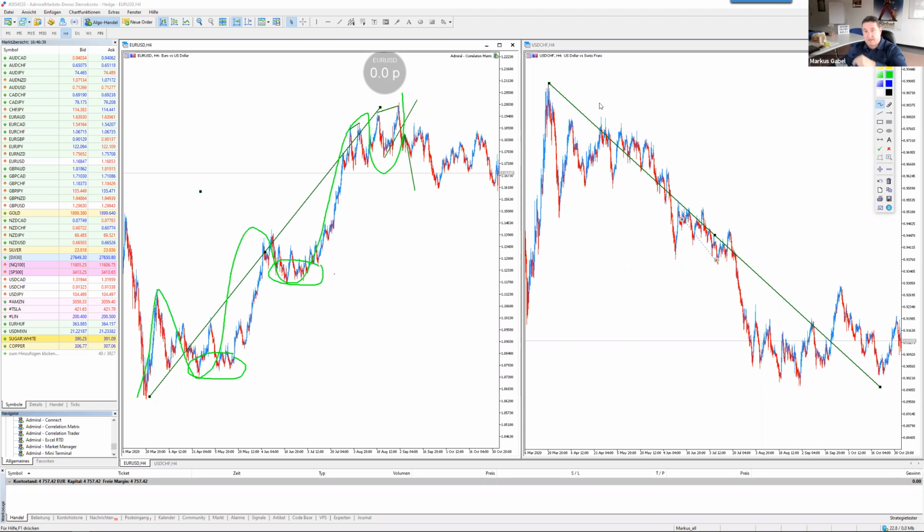And on the other side, you have exactly the same, but it's short: moving, correction, moving, correction, moving, correction, moving. So first chance to go short, it's round about here. Second chance, round about here. Third chance, round about here. So you see, that's absolutely fine.